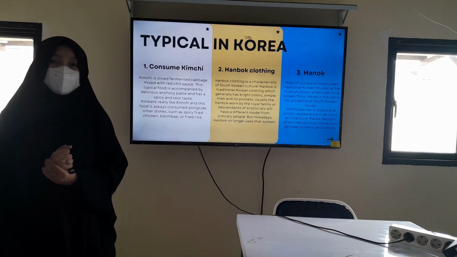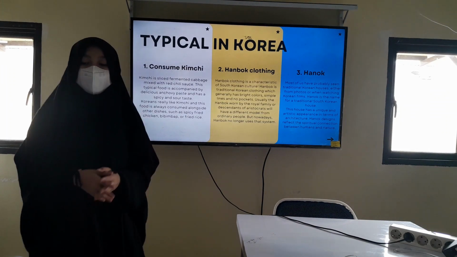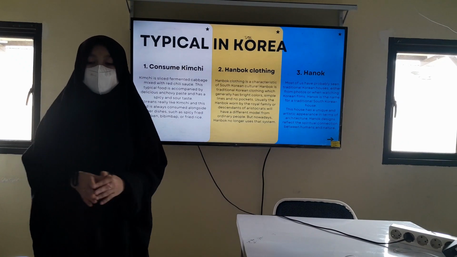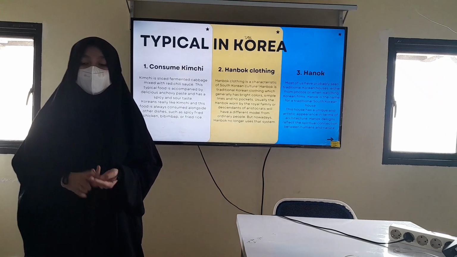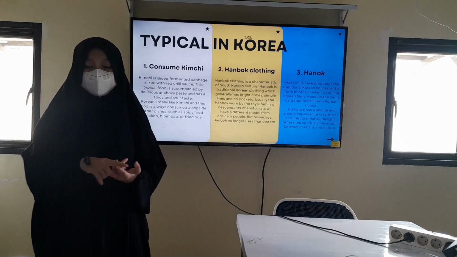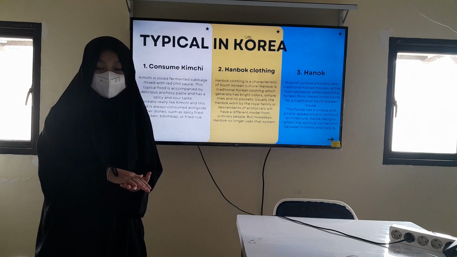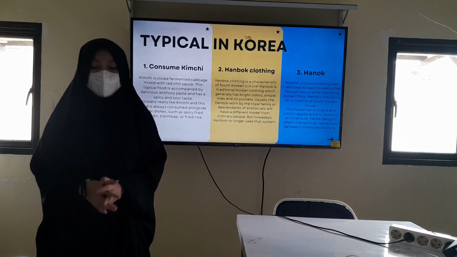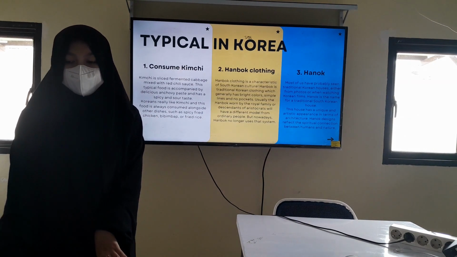Second, hanbok clothing. Hanbok clothing is a characteristic of South Korean culture. Hanbok is traditional Korean clothing which generally has bright colors, simple lines, and no pockets. Usually, the hanbok worn by the royal family or aristocrats would have a different model from ordinary people. But nowadays, hanbok no longer uses that system.